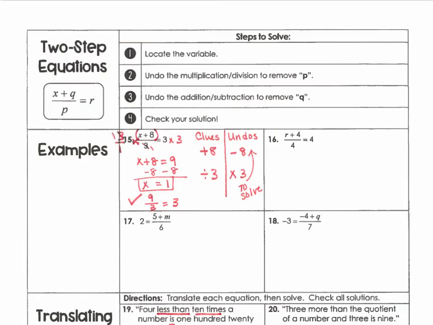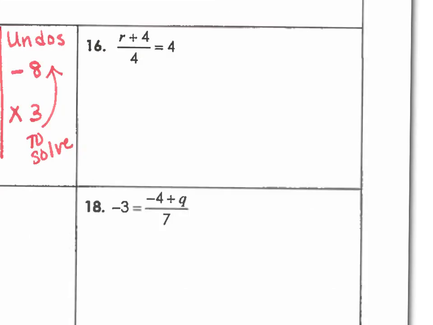Okay, here's another look at two-step equations. I don't know that this is going to be a huge focus for us, but I want you to be able to say that you've seen it. Okay, so clues and undos, just like on the other side.